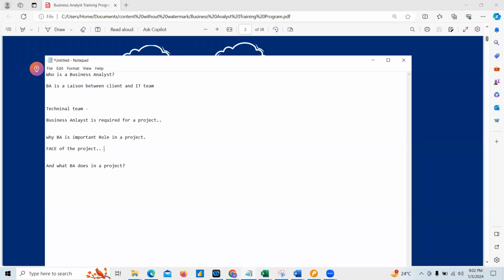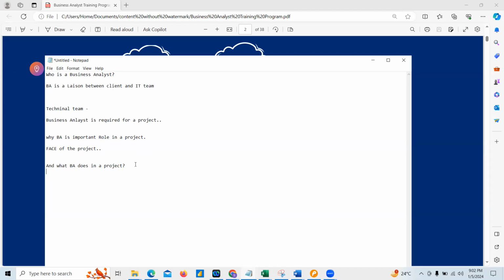The project manager comes next. When it comes to requirements, or any kind of project status, the BA is the one who will be contacted first. Then it goes to the project manager and the rest of the people, right? So that is the reason the BA is a very important role for any project, as the BA is the face of a project. Now, what does a BA do in a project?